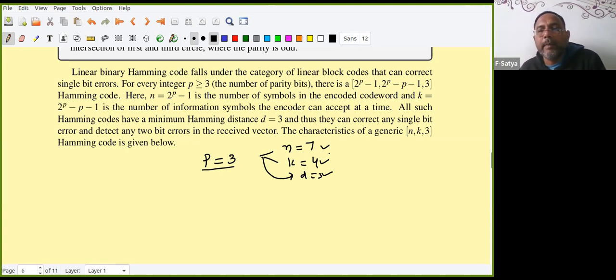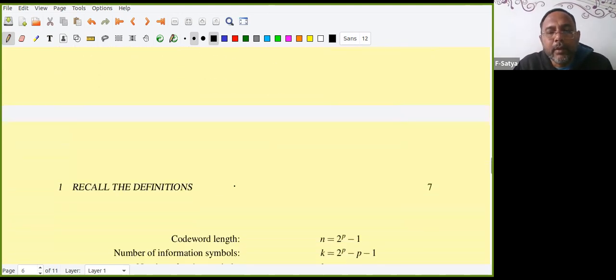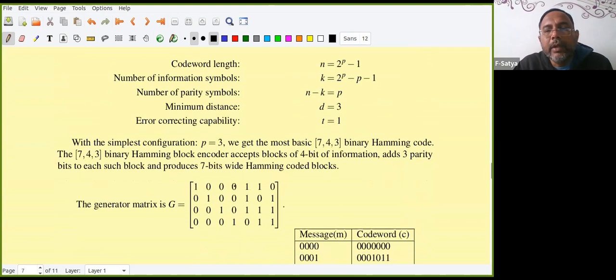Okay, Hamming code. So how do you construct the generator matrix with these parameters? How do you construct the parity check matrix? Those I will explain now. Look carefully. The code length is n equal to 2 power p minus 1. The number of information bits k is equal to 2 power p minus p minus 1. And the number of parity symbols is n minus k, that is p. The minimum distance is 3. This we need to prove.